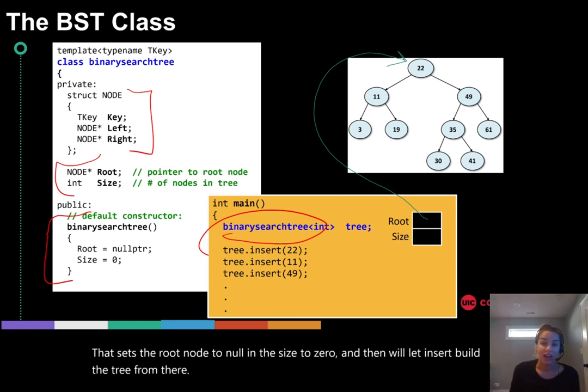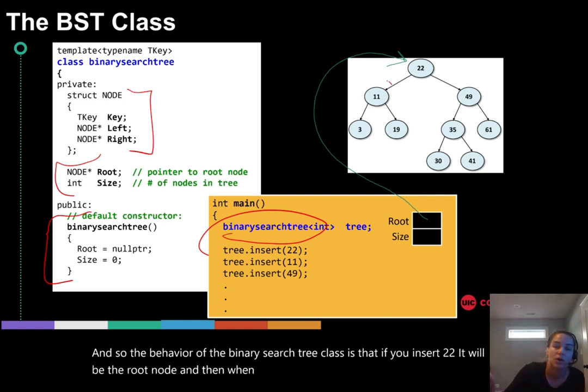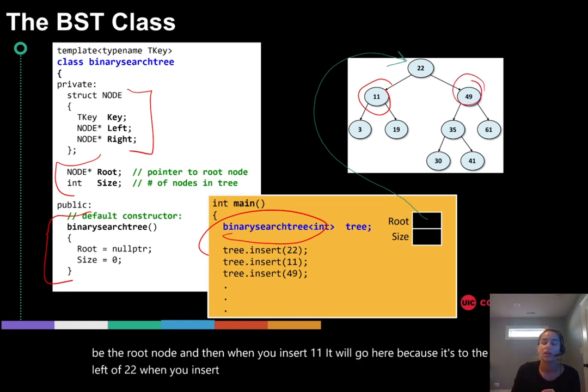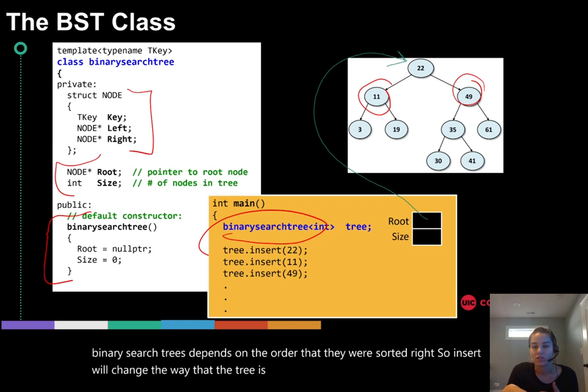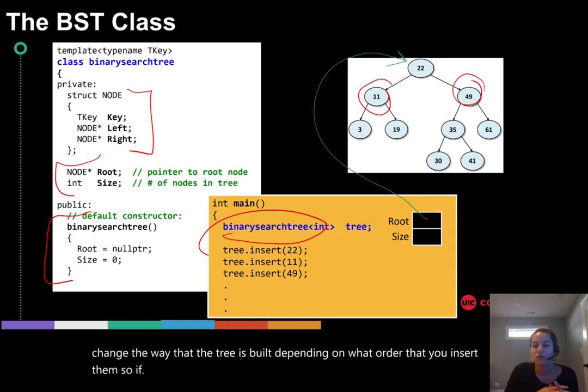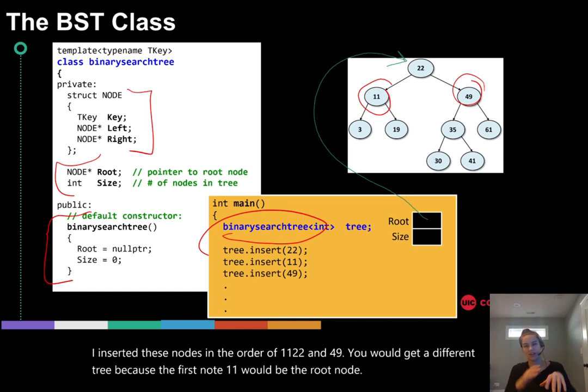And so the behavior of the binary search tree class is that if you insert 22, it will be the root node, and then when you insert 11, it will go here because it's to the left of 22. When you insert 49, it'll go here. And the thing to keep in mind is that binary search trees depend on the order that they were inserted, right? So insert will change the way that the tree is built depending on what order you insert them. If I inserted these nodes in the order of 11, 22, and 49, you'd get a different tree because the first node, 11, would be the root node, and then everything would be dependent on that.